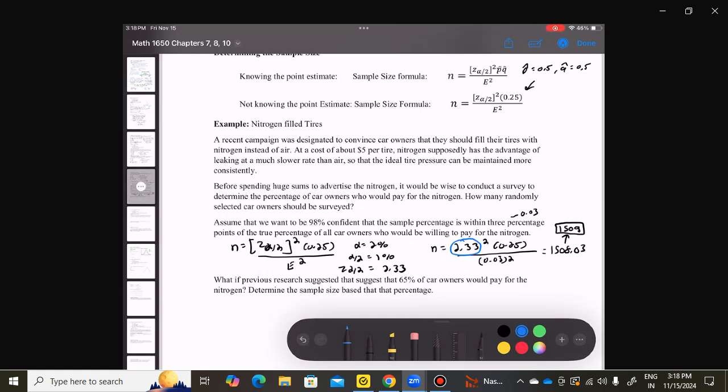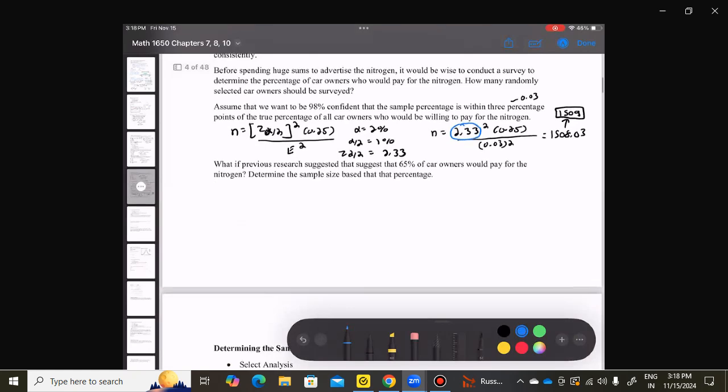Alright, so what if we have previous research suggesting that 65% of car owners will pay for nitrogen? Well, it will reduce our sample size. And so we'll have n equals 2.33 squared. That's not changing. P hat is now 65%, so times 0.65 times 0.35, q hat is 0.35, over 0.03 squared, which is a margin of error.